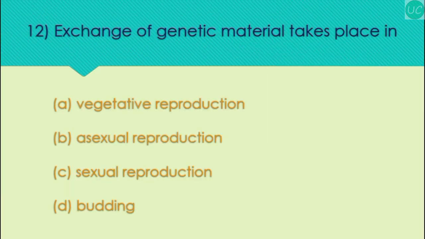Okay, our next question is, exchange of genetic material takes place in. So the correct option is sexual reproduction only. The other options, like A, vegetative reproduction, and D, budding, are types of asexual reproduction, and in asexual reproduction there is no exchange of genetic material taking place. So option C over here is correct.